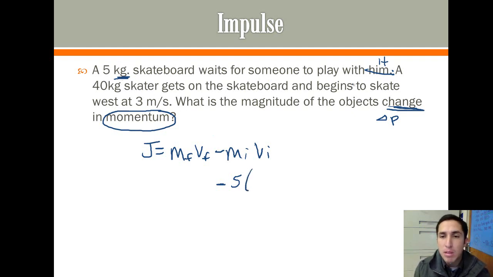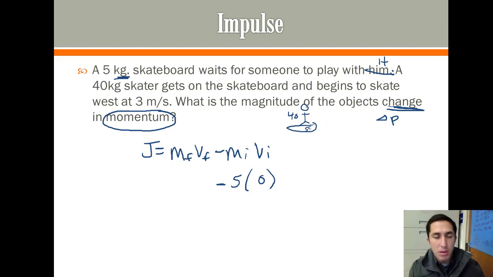The skateboard waits for someone to play with him. If he is waiting for someone to play with him, is he moving? He is not moving. So his initial velocity is 0. A 40-kilogram skateboarder gets on the skateboard and begins to skate west at 3 meters per second. So initially it was a skateboard by itself, so that's 5. Now a 40-kilogram skater gets on it. So the skateboard by itself is 5. A person gets on the skateboard and weighs 40.